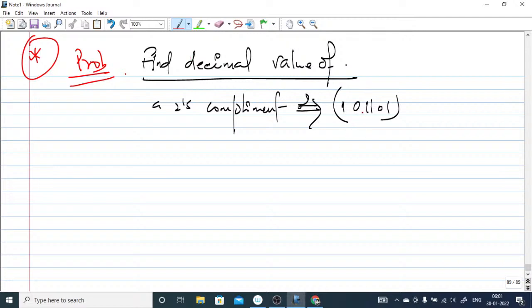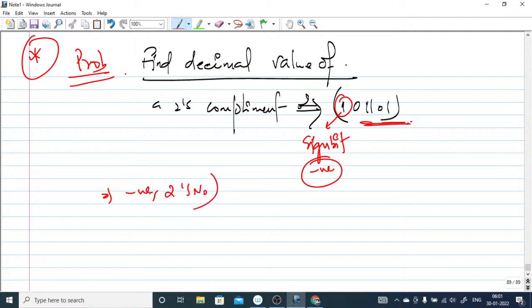So 2's complement means what? This first bit denotes the sign bit, and the sign bit is 1. If the sign bit is 1, it means it is a negative number. If it is a negative number in 2's complement, then you have to take the complement of this. So method 1, I'm telling you: take the 2's complement of this.